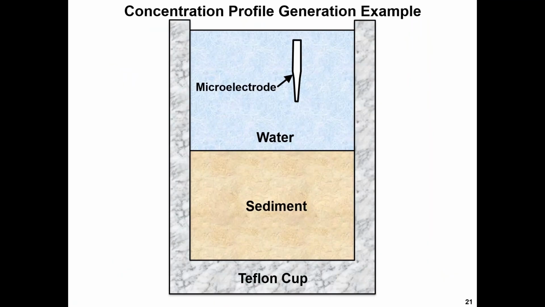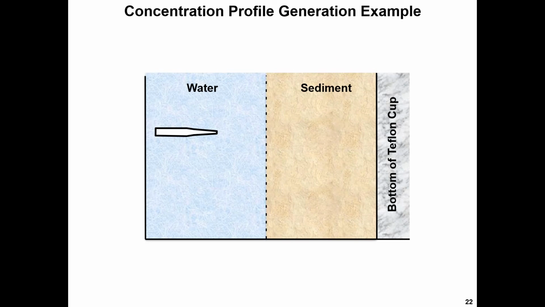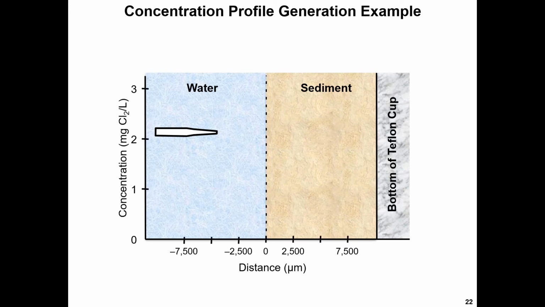To give you an idea how this worked, here's a schematic. We have the Teflon cup, the sediment at the bottom, and the water at the top. Just think about this flipped on its side. We have a water area and a sediment area. Again, concentration is on the y-axis and distance on the x-axis. Zero is the sediment surface. Negative distances go out into the bulk water, what you would measure taking a sample in a system. Positive distances go into the sediment, where we're measuring just the pore water. We move that in and get another profile like I was showing you before.